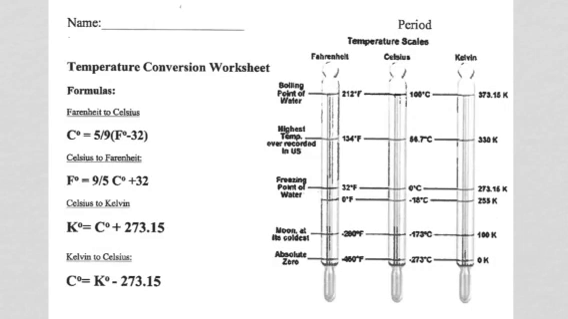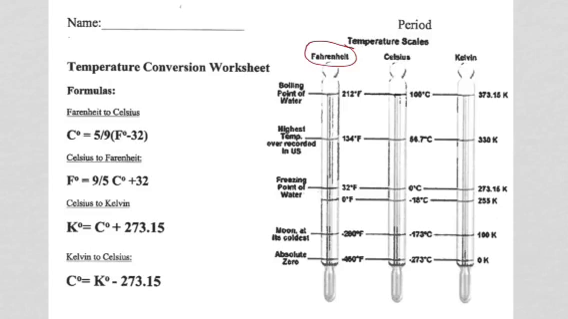Hello, quantitative reasoning students. Today we're going to talk about temperature conversions. To do that, we need to understand the three different temperature scales. First, there is the Fahrenheit scale, which is the one typically used here in America. It's the one you're familiar with, where you talk about what temperature it is outside.